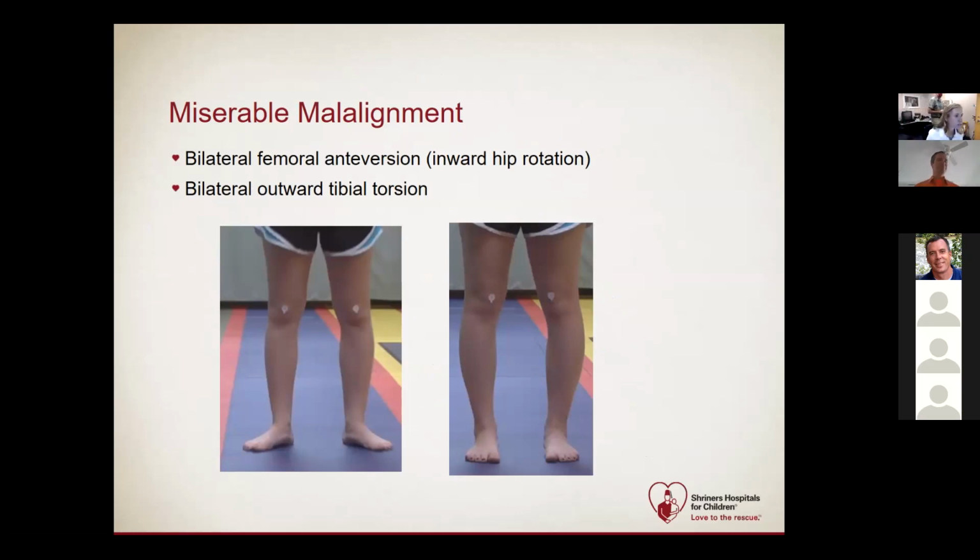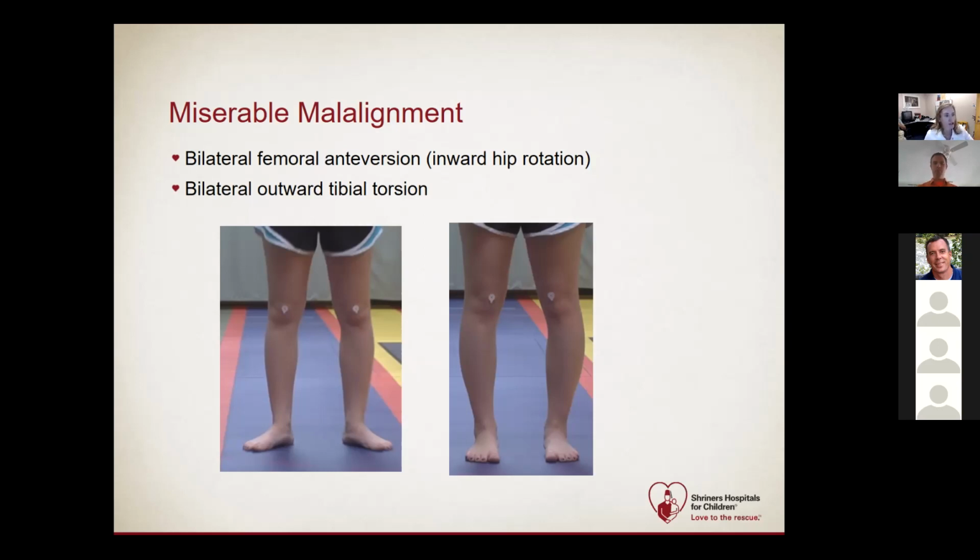So this is another common diagnosis that we see, and that pediatricians might commonly see in their office if kids come in with complaints of turning their feet in or turning their feet out. In this particular case, we've got this girl whose femurs are turned in, so femoral anteversion, and her lower legs, her tibias, are pointed out.